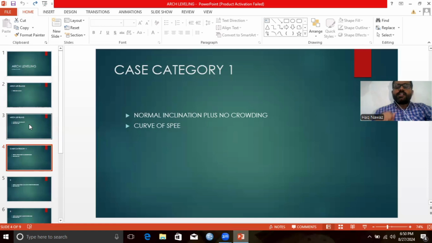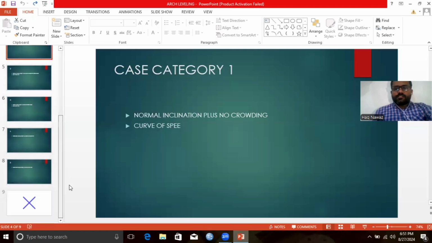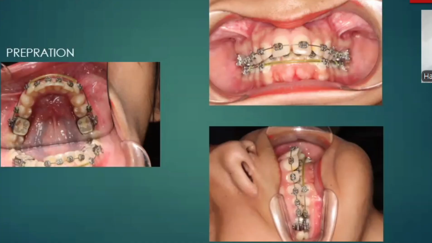Our category 1 is very simple. The patient presents with normal inclination. There is no or minor crowding, and there is an increased curve of Spee. How will we start this patient and how will we treat the patient? First, as I have already told you, this is the first phase of treatment. No inclination problem, and a curve of Spee is present.